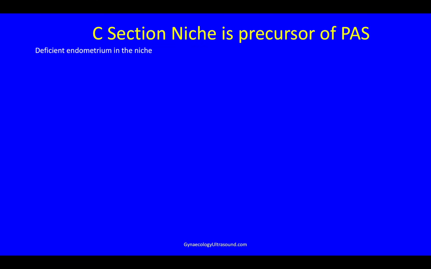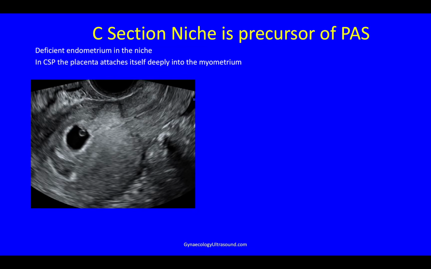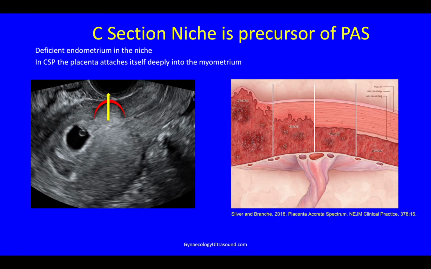So in a niche you have deficient endometrium, and in a scar pregnancy the placenta attaches itself deeply into the myometrium because there's no endometrium there. You can see here that this is the scar niche, and the white trophoblast attaches through the myometrium, through the fibrous scars, into possibly surrounding structures.